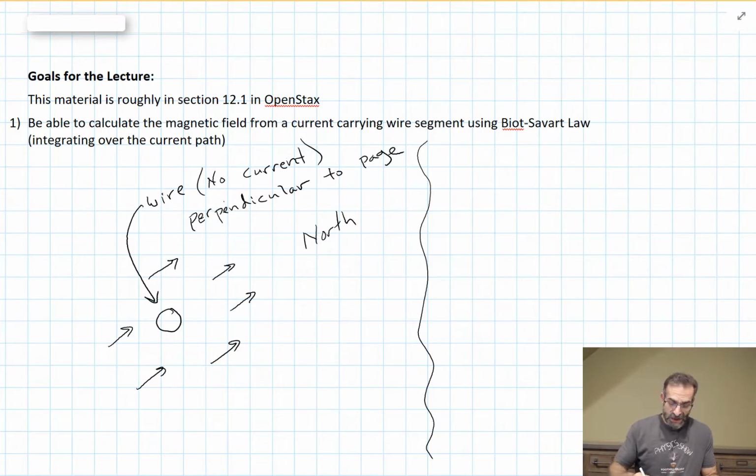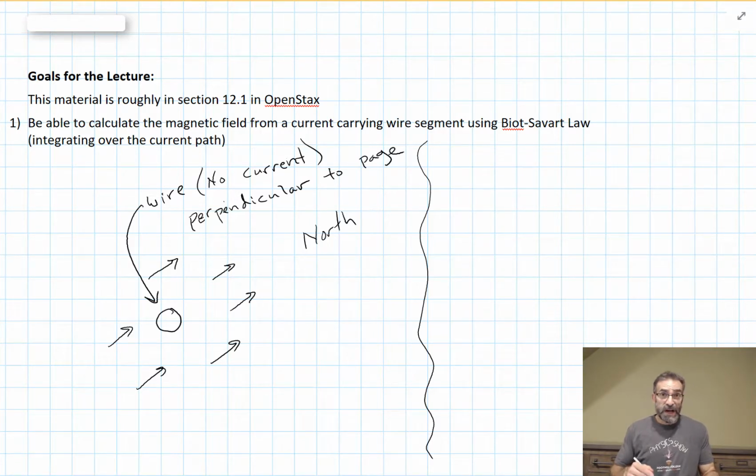So in this situation on the left, I have a wire perpendicular to the page, but not carrying any current. The current is turned off. I have 6 compasses stationed around my wire, and where are they pointing? They're pointing towards the North Pole of the Earth.